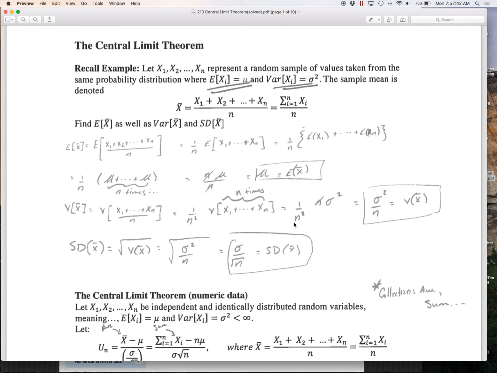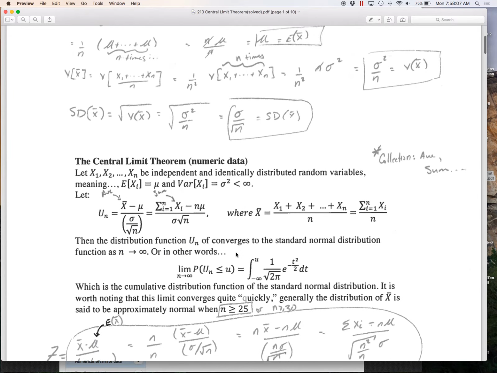I've got an n on the numerator, I've got two n's on the denominator. I can cancel out one of the n's and one of the n's, and I'm left with the variance of x bar is sigma squared divided by n. Of course, then the standard deviation of x bar is just the square root of the variance of x bar. Here's the variance of x bar, I take the square root of it. And the standard deviation of x bar then is sigma divided by root n.